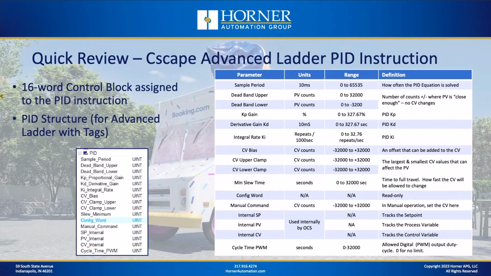Now, I talked about the fact that every PID instruction from Horner requires a 16-word control block, and at least the first several words of it are typically used to set up the PID instruction for the details that you need in your application. So it includes things like how fast you want to resolve the PID equation. That would be the sample period. Deadbands, upper and lower: how close is close enough above and below your set point. Setting your proportional, integral, and derivative coefficients is done as part of the control block as well. And there are additional ones, including the upper and the lower clamp. The upper clamp of your CV is the highest value you'll let your control variable go to as you try to control a process, and the CV lower clamp is the lowest value you'll let your control variable get to when you're trying to control a process. There are several other parameters in there as well, but I pretty much hit the highlights.